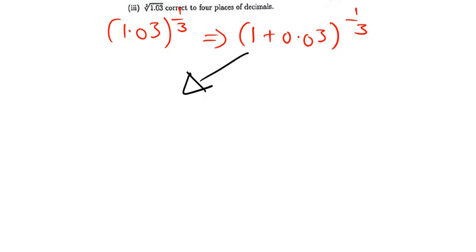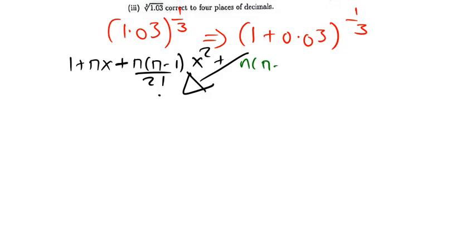How? Don't forget our formula, 1 plus nx plus n(n minus 1) over 2 factorial x squared plus, same trend. Now introduce an extra term, it becomes over 3 factorial plus. If you're having issues remembering this formula, watch our introduction video. I explained how you can easily remember this formula. Okay, let's proceed now.